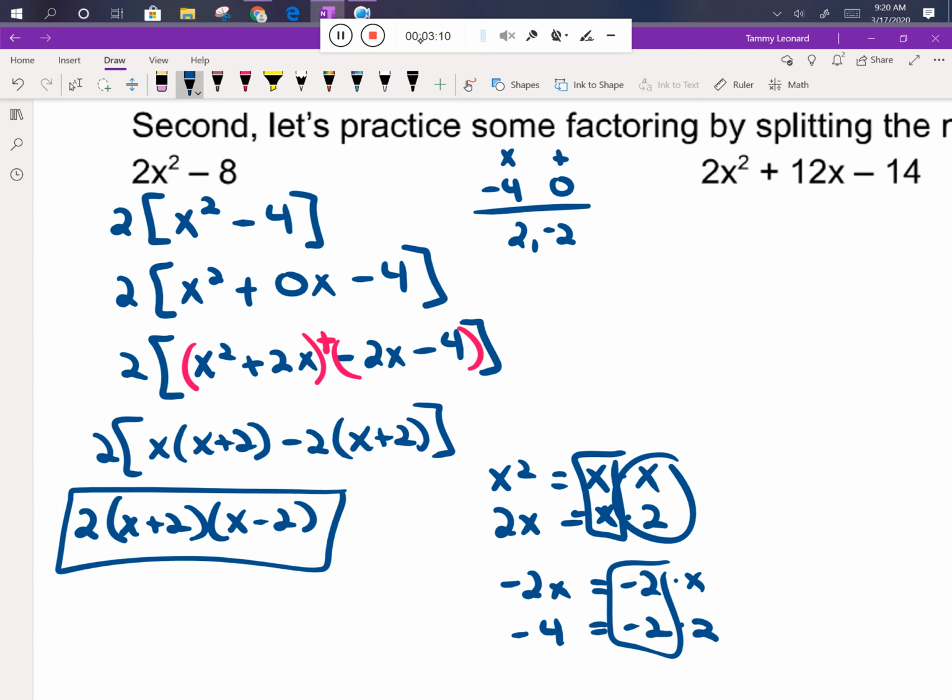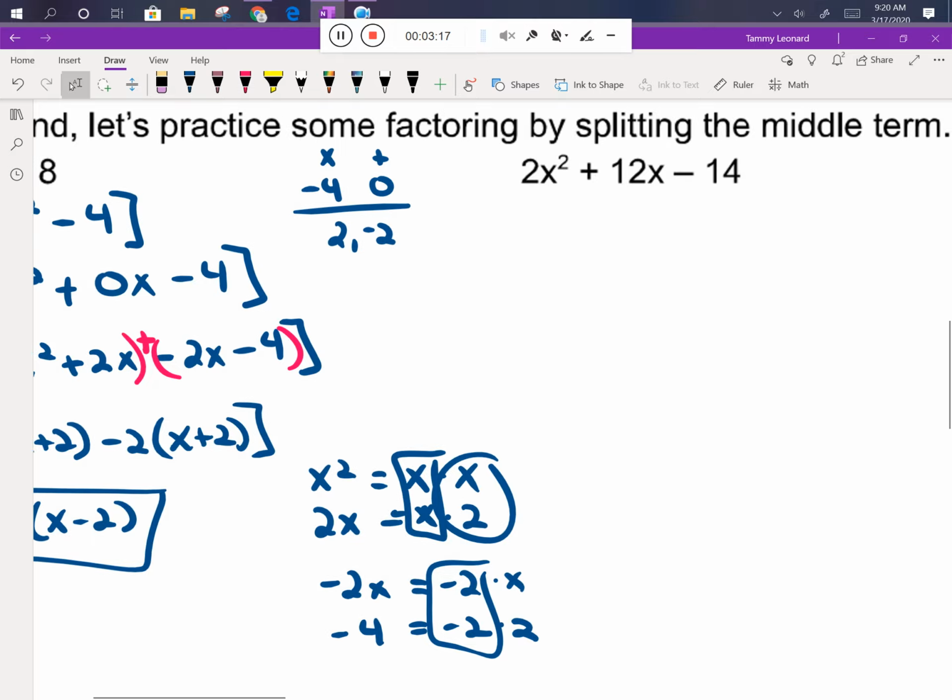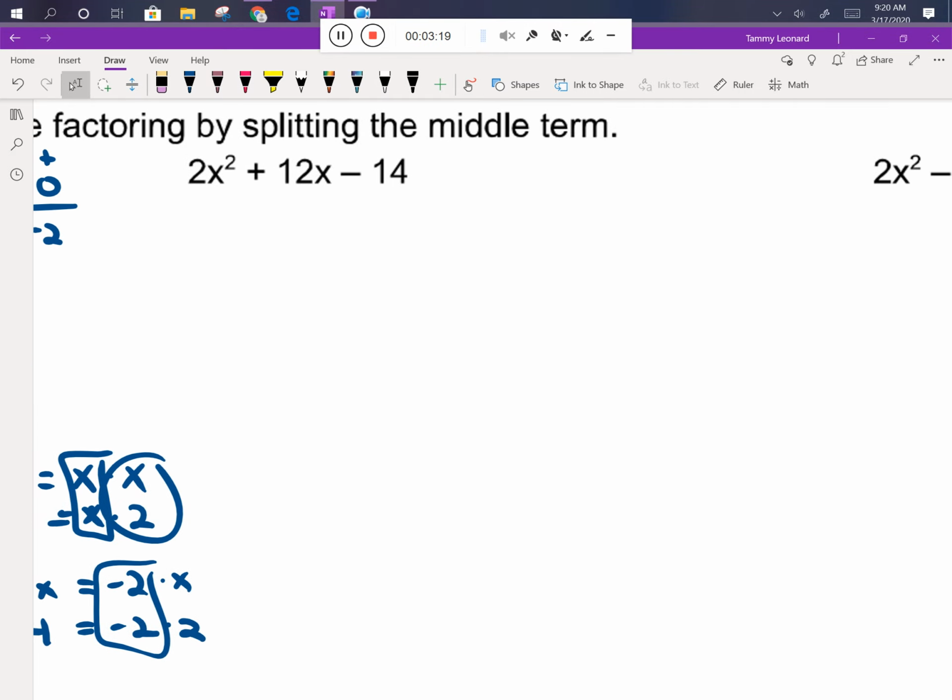Now let's look at that next problem and see, does this also have a greatest common factor of all three terms that we should take out before we do any other work in the problem? And I think you'll see that we do. Notice each of those terms is even. Since each of them is even, that means we can divide a 2 out of everything. That will leave us with x squared plus 6x minus 7.